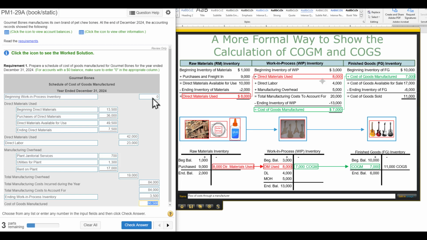The beginning balance is right here. Direct materials is right here. Direct labor is right here. And manufacturing overhead is right here. And then we subtract ending balance, and the difference is the cost of finished goods transferred out. In other words, the work in process is finally done and transferred into finished goods. So we had $80,500 of goods that were transferred out of work in process because they were finished.